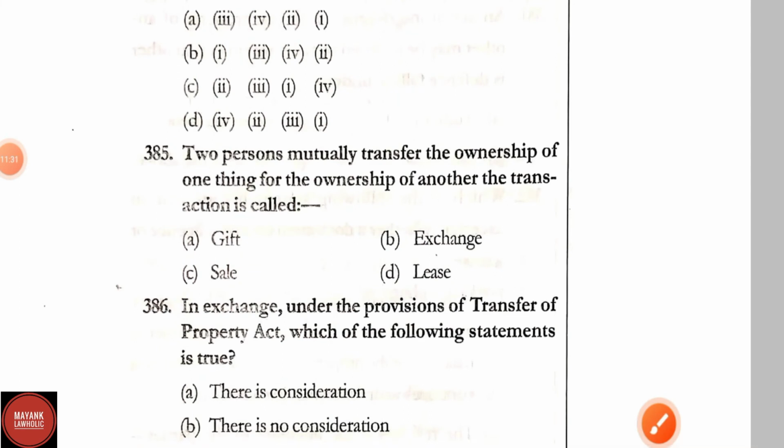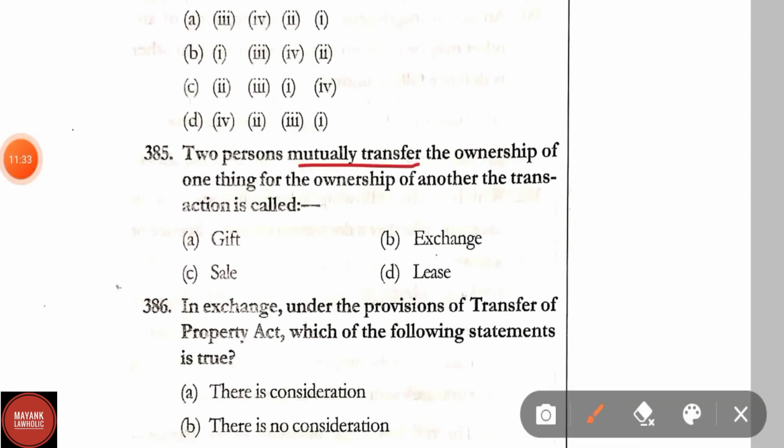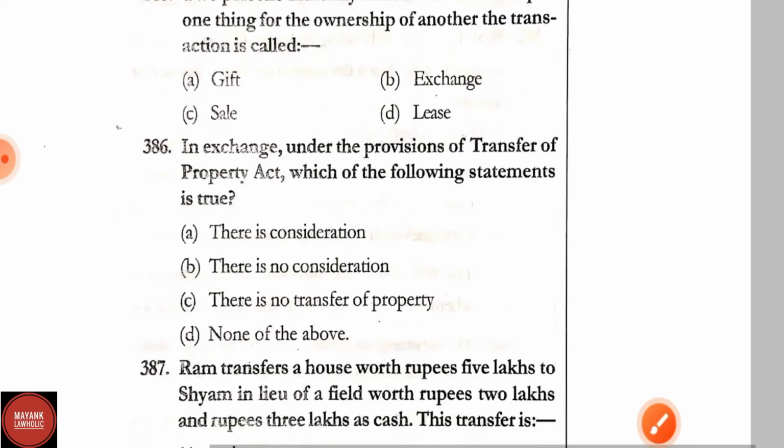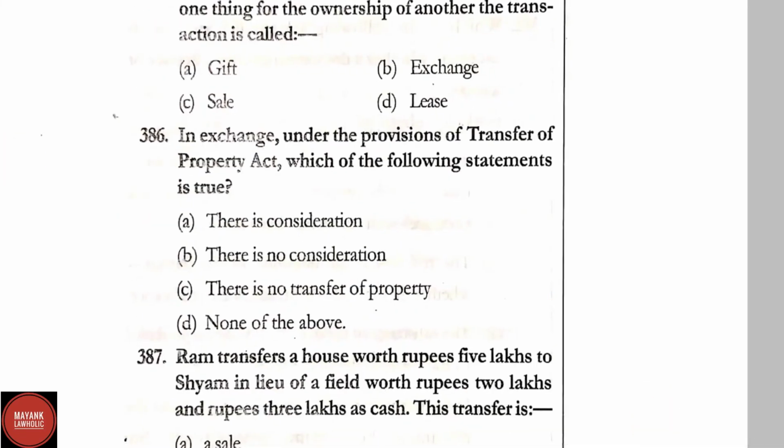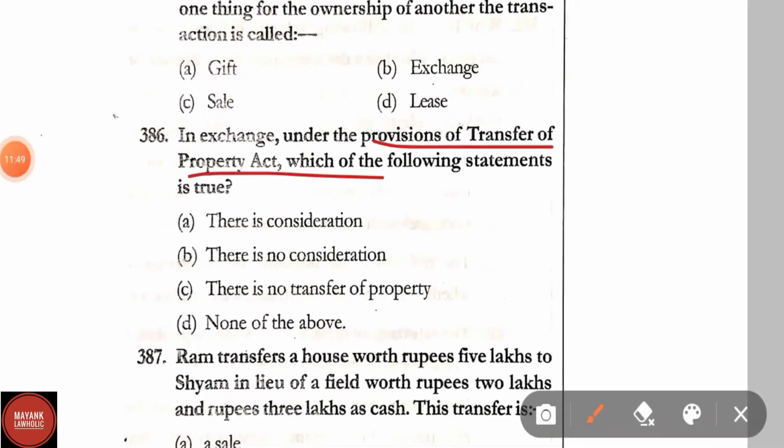Question number 385. Two persons mutually transfer the ownership of one thing for the ownership of another. The transaction is called option A gift, option B exchange, option C sale, option D lease. Correct answer is option B, exchange. Question number 386. In exchange, under the provisions of the Transfer of Property Act, which of the following statements is true? Option A, there is a consideration; there is no consideration; there is no transfer of property; none of the above. Here the correct answer is option A, there is consideration.